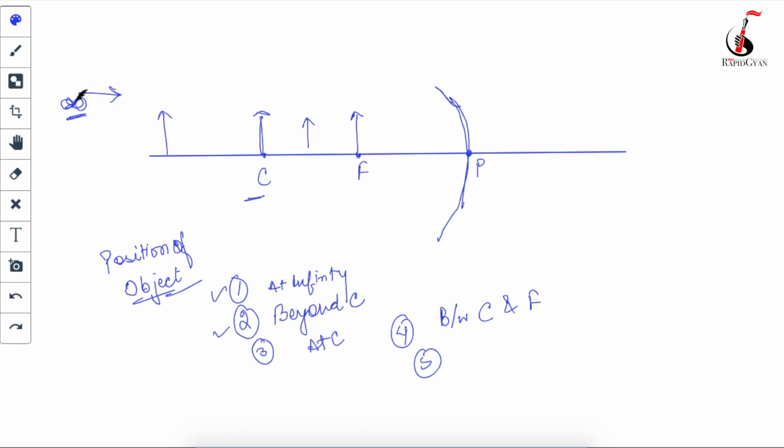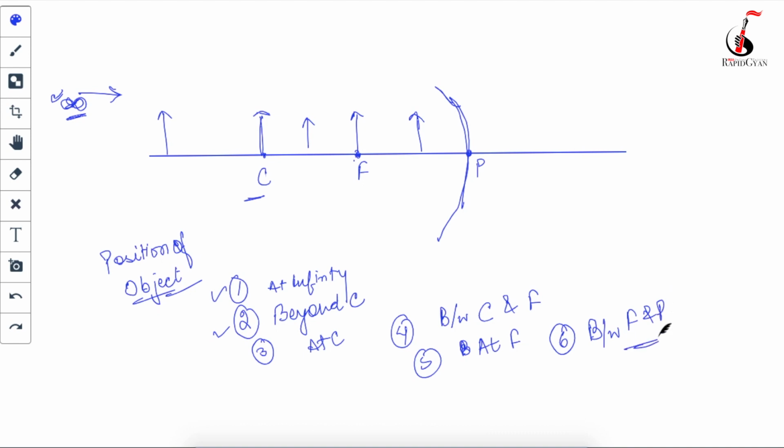See guys, you will have to start from infinity and come towards the mirror. This is the simple concept you will have to follow. You don't have to memorize these positions. If you start from infinity, automatically you will see where you will go. Sorry, the fifth position is at F, means at focus. What will be the next position of the object? Somewhere here between F and P. So the sixth position will be between F and P.